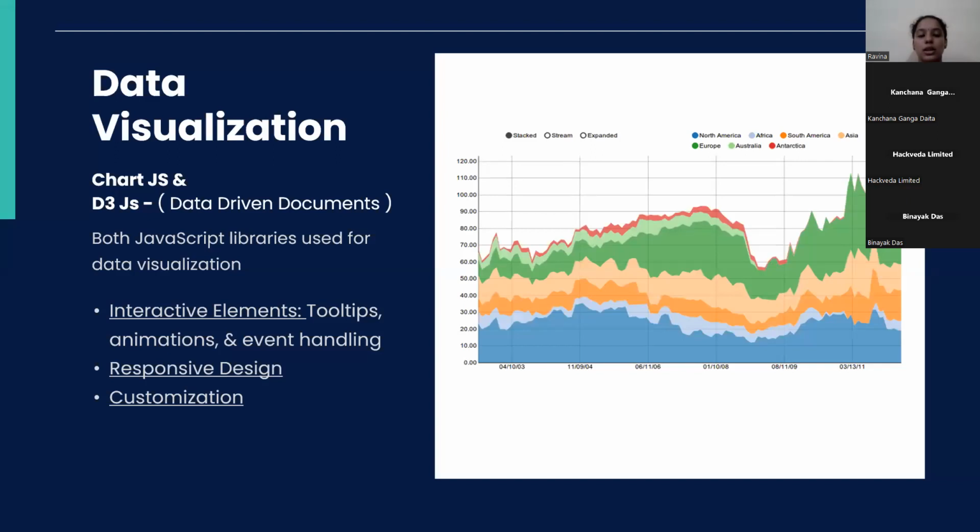For data visualization, we are using Chart.js or D3.js, that is Data-Driven Documents. Both are JavaScript libraries used for data visualization. We can't give the raw data or numbers as fetched from the database to the users, as it must be easily understandable. We have to display it in a graph or a diagrammatic view, which also has tooltips, animations, and event handling. Of course, the chart should also be responsive.